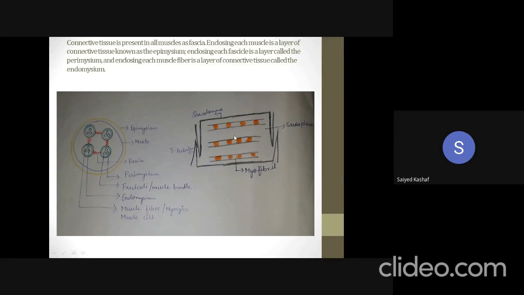And there are strip-like patterns which are arranged alternatively. Some regions look dark and some regions look light. This strip-like appearance is known as myofibrils. When we magnify this myofibril, we will come to know that there is another structure known as sarcomere. It is the functional unit of the muscle.